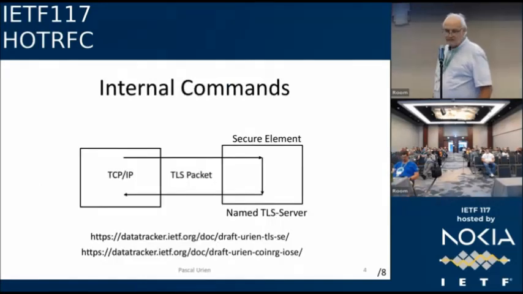So next slide, please. So this is the first illustration. You have some TCP/IP resources, and you have a secure element which runs a TLS named server. And so for TCP/IP over TLS, for some network interface, for example, in GitHub, it's simple, it's a shell. It's a command, an ASCII command, ending by a carriage return and line feed. And you can send some commands to the secure element in order to initialize keys and do some administration stuff.